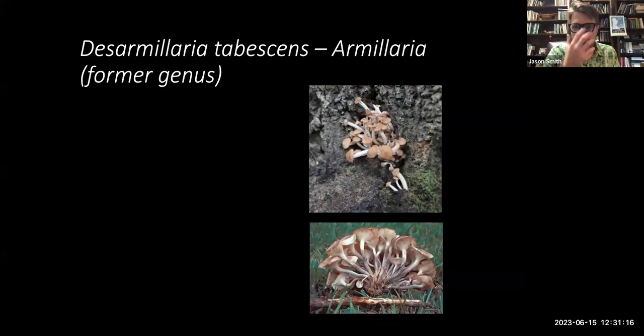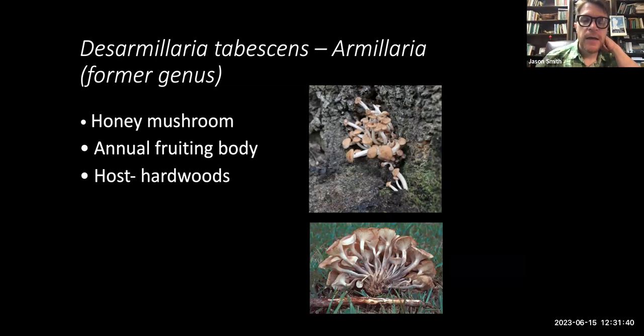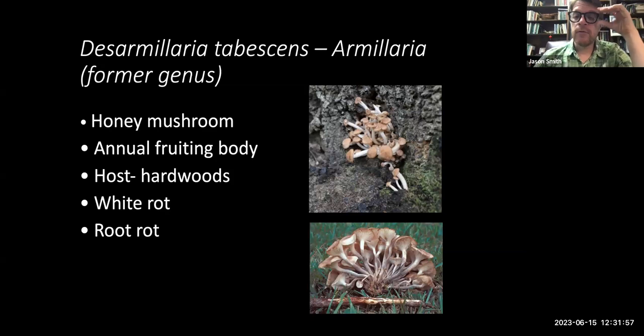A good example is Armillaria. We now call it Desarmillaria tabescens, but Armillaria root rot, we call it honey mushroom, produces these annual fruiting bodies that are found in clusters. We see big clusters of fruiting bodies at the bases of trees and on the roots, and sometimes on old stumps as well, on any sort of woody debris that's left over from trees that have been cut down. It has a very wide host range. It affects a wide range of primarily hardwood species, but sometimes we even see it affecting conifers as well. It causes a white rot in the wood and in the large structural roots, but it kills roots as well. So you get a root rot.